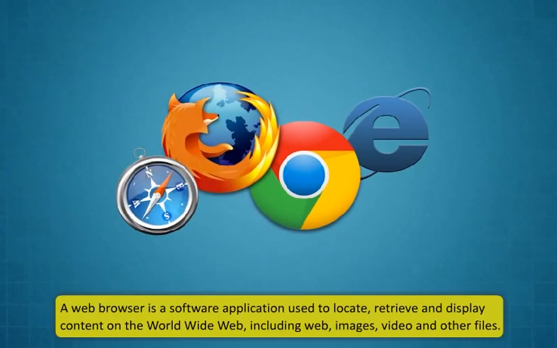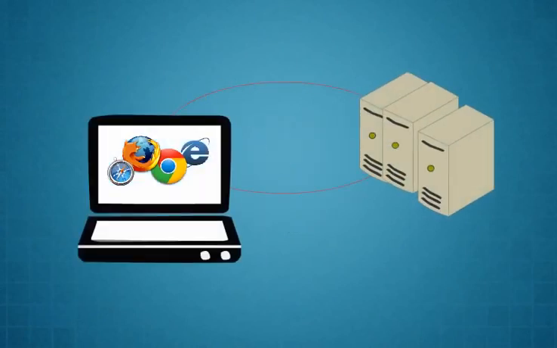A web browser is a software application used to locate, retrieve, and display content on the World Wide Web, including web pages, images, video, and other files. As a client or server model, the browser is the client run on a computer that contacts the web server and requests information. The web server sends the information back to the web browser, which displays the results on the computer or other internet-enabled device that supports a browser.